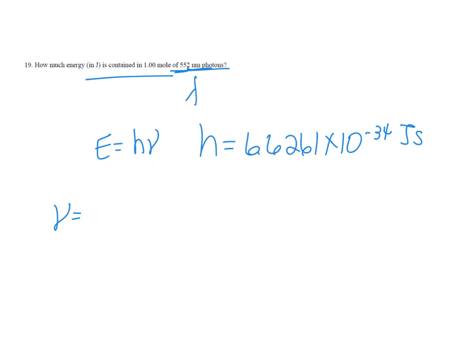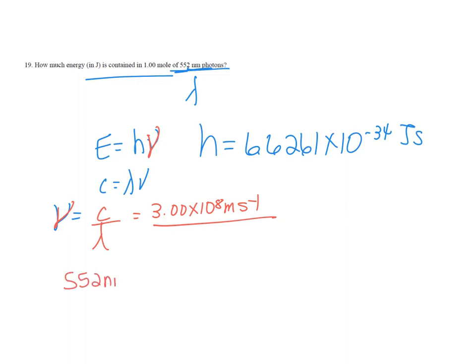And so we're going to have to solve c equals lambda nu. We've got to solve for nu. So then you do nu equals c over lambda, and c is 3.00 times 10 to the 8th meters per second, but wavelength needs to be in meters. It's in nanometers, so 552 nanometers. We've got to convert that to meters because of the speed of light.